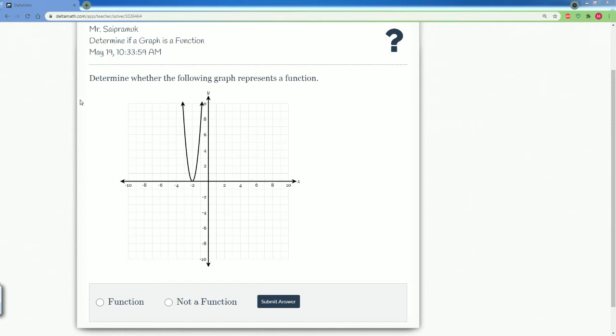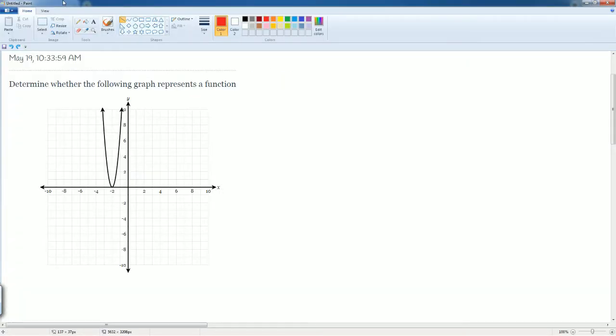This is going to be covering determining if a graph is a function. Here you are given this graph and you're going to determine whether it is a function or not a function. The way we approach this is to apply what we call the vertical line test.